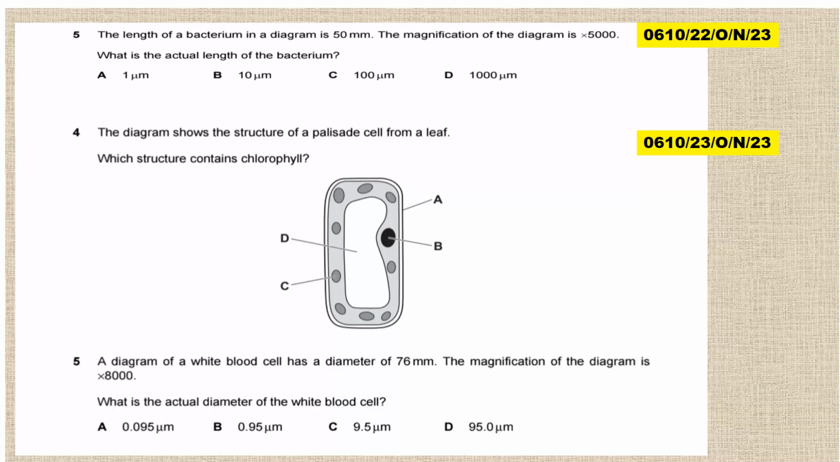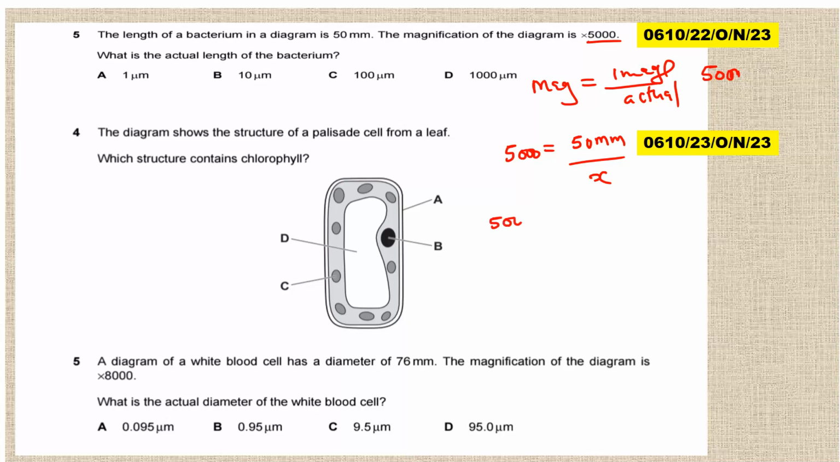Let us look at this one, paper 2, variant 2, October/November 2023. The length of a bacterium in the diagram is 50 millimeters. The magnification is 5000. What is the actual length? Magnification is equal to image over actual. The image size we are told is 50 millimeters. Magnification is given as 5000, the image length is 50 millimeters, and actual is what we are looking for.